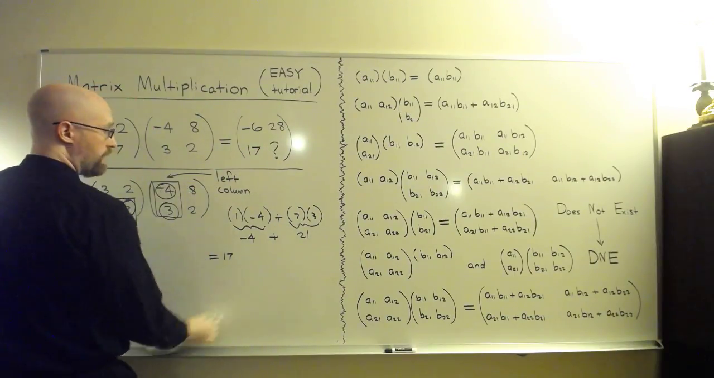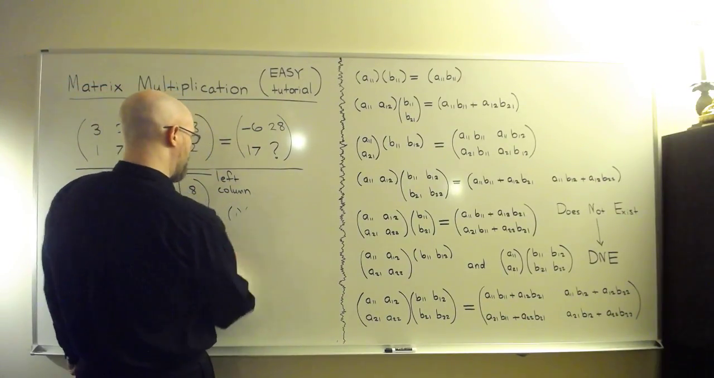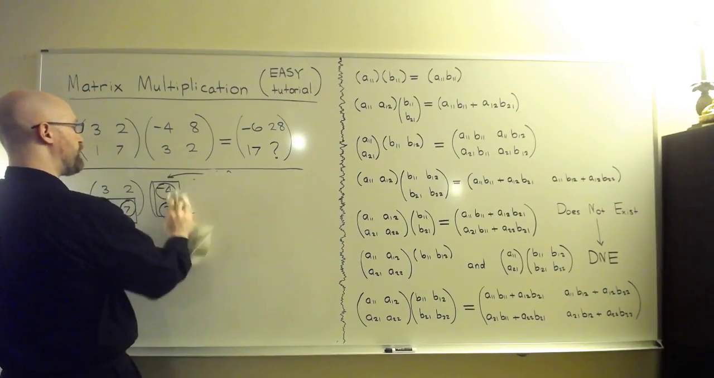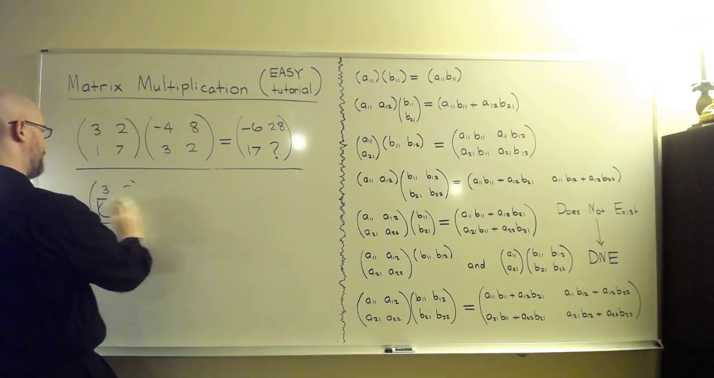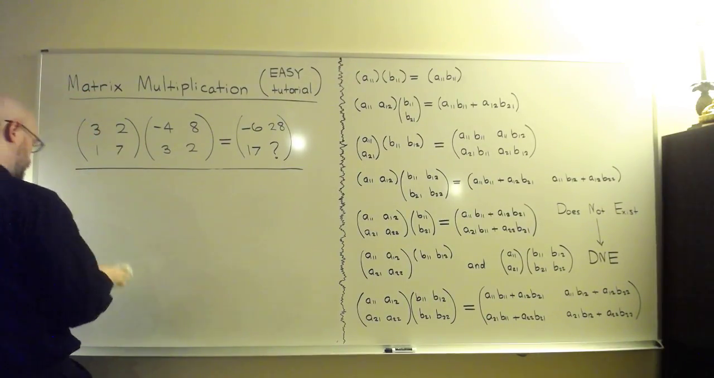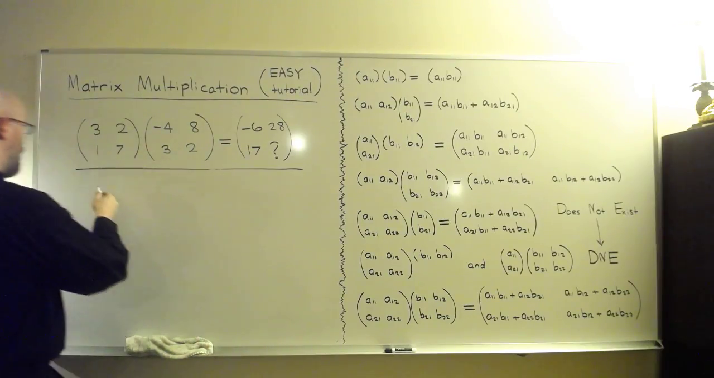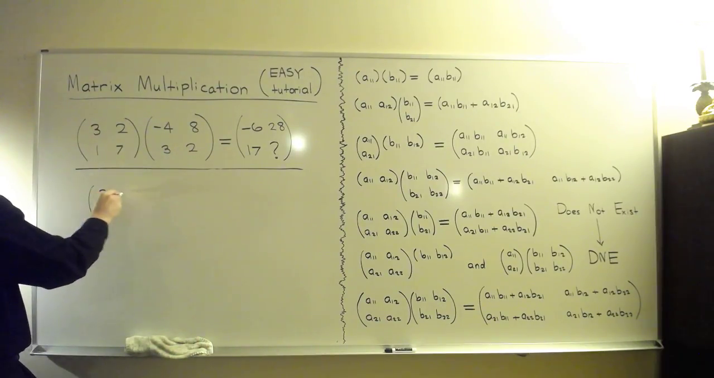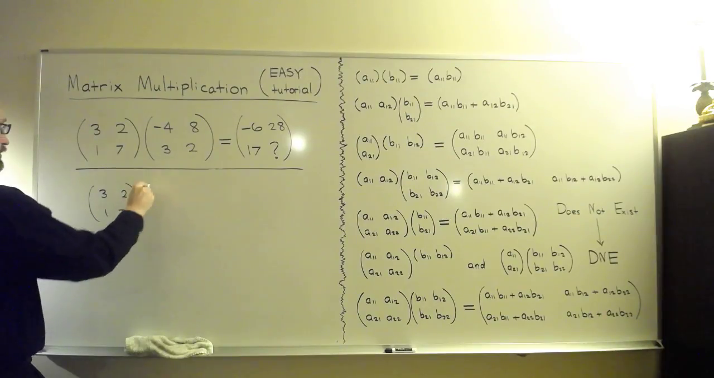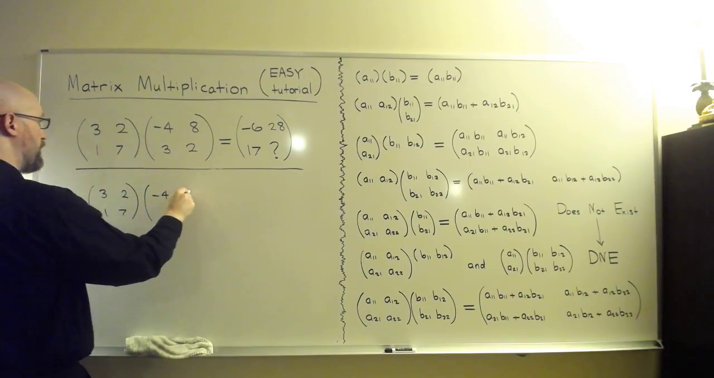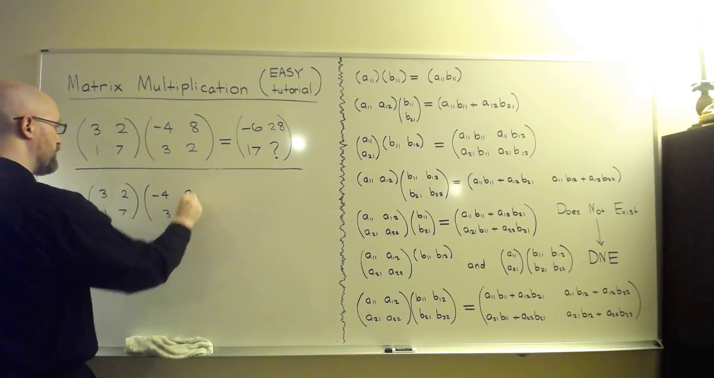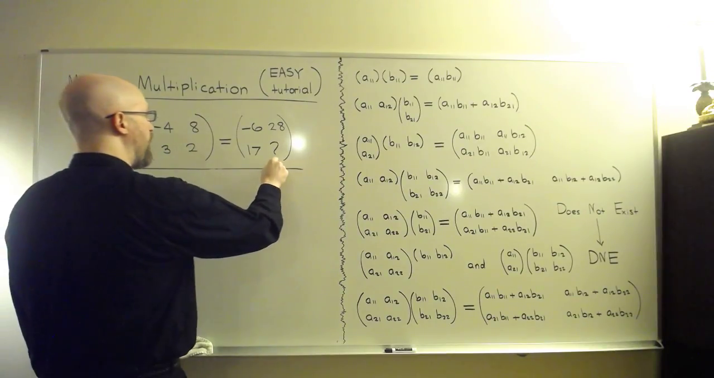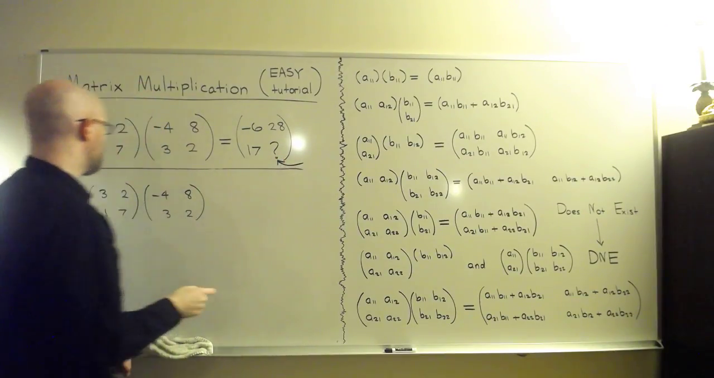I have one more, and by now the drill should be fairly familiar to you. I'm going to recopy this one more time. 3, 2, 1, 7, minus 4, 8, 3, 2. I'm looking finally at the bottom right entry here.